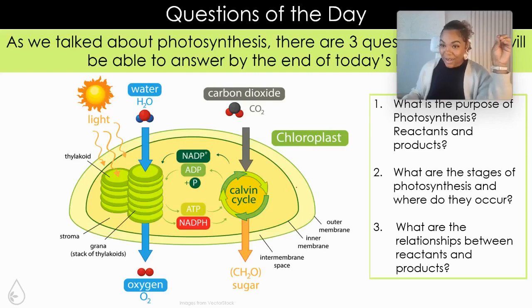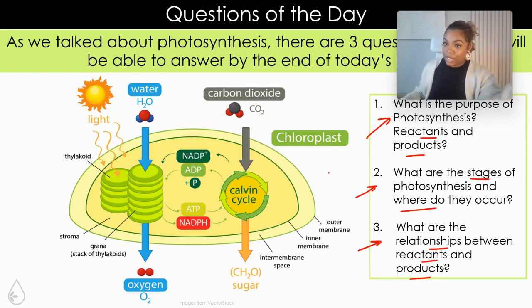As we go into this video, you should be able to answer 3 questions by the end of this. The first is, what is the purpose of photosynthesis and the reactants and products that are involved in it? What are the stages of photosynthesis and where do they occur? And the third question is, what is the relationship between the reactants and products of photosynthesis? All of that will be able to be answered by the end of this video, and that is a guarantee.